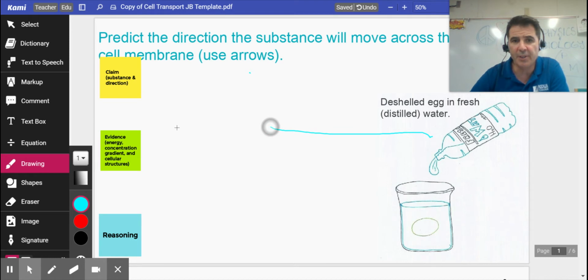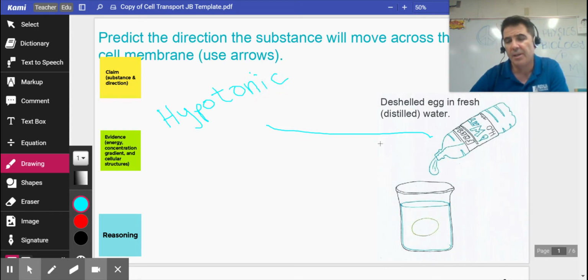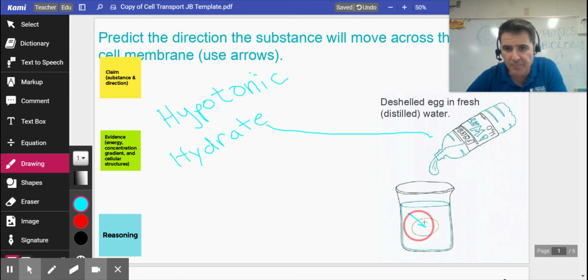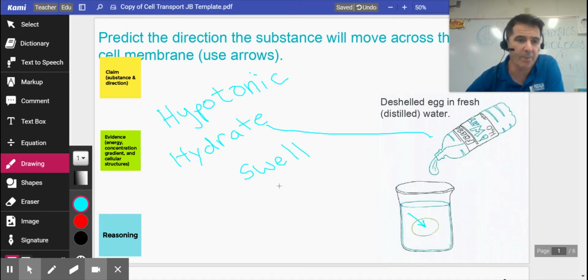Fresh water is going to be hypotonic, and hypotonic means that the water is more fresh. It's a higher percentage of water on the outside of the cell than it is inside the cell. If you're in a hypotonic solution, that is going to hydrate the cell. It may even cause the cell to swell, because hydration means that the water is going to travel through the cell membrane into the cell, and it may even cause the cell to swell up. In most cases, that's okay as long as it doesn't swell up too much. If there's too much fresh water, you can cause it to pop even.